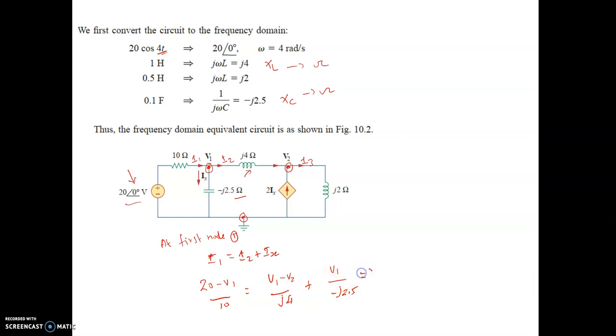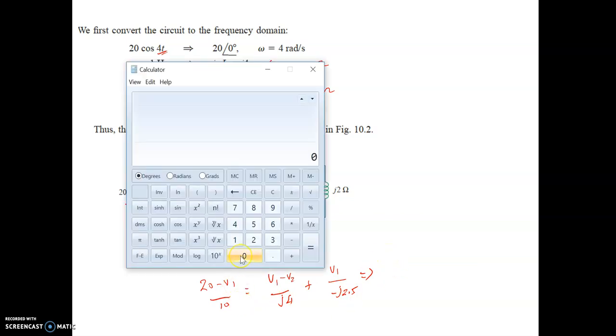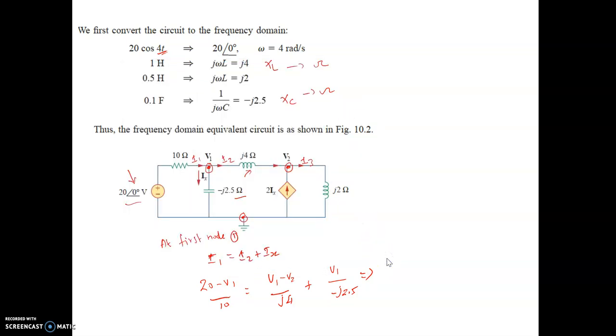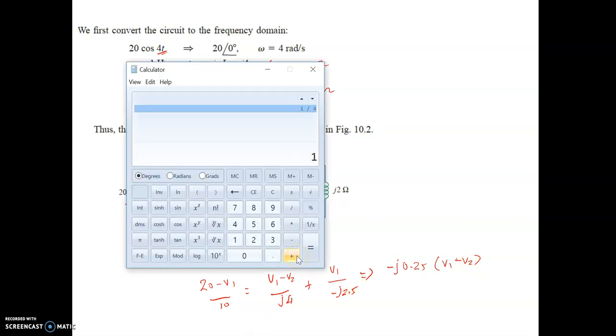Then you have to simplify this equation. For j4, 1 by j4 is 1 by 4, which is 0.25, and 1 by j is minus j. So it is 0.25 minus j0.25 times V1 minus V2. Then 1 by 2.5 is 0.4.